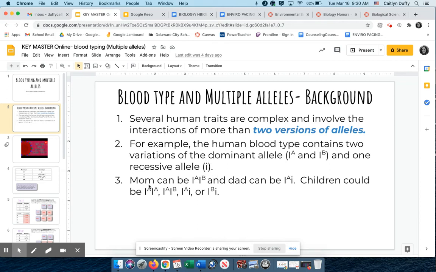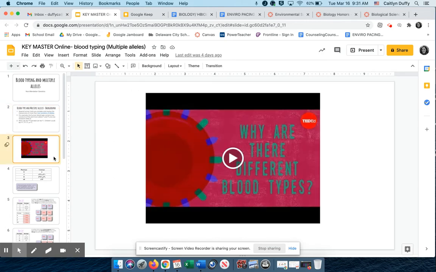Just so we're clarifying as we set up these Punnett squares, if mom is I^A I^B and dad is I^A i, mom could either give the offspring I^A or I^B. Dad could either give I^A or little i. These are the possible children if you were to set up that Punnett square. The next slide goes over why there are different blood types, what the reasoning is, and how they work.